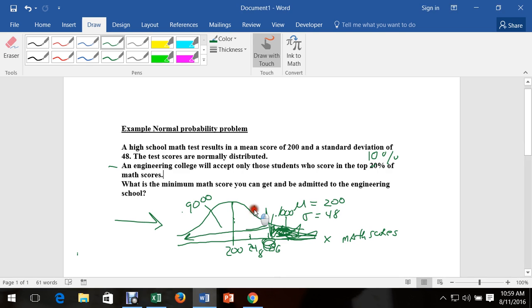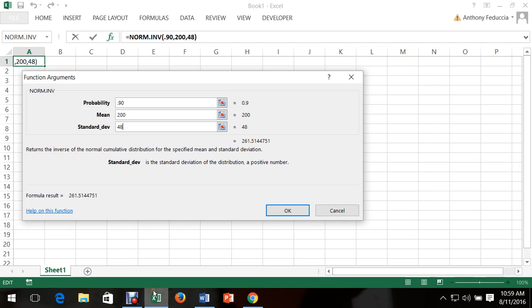261.5. Well, that's going to be in here someplace. There's 248. There's 286. It's going to be in here someplace. I guessed wrong. And so this value that we're interested in is 261.5. You need to get a 261.5 or more to be in the top 10%.